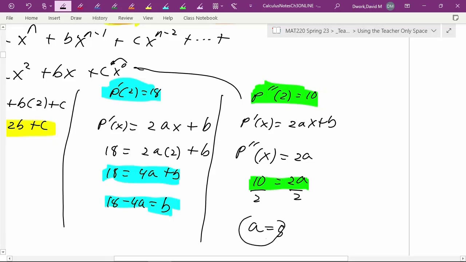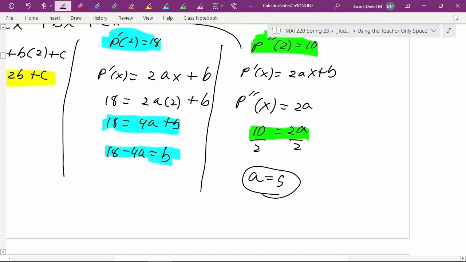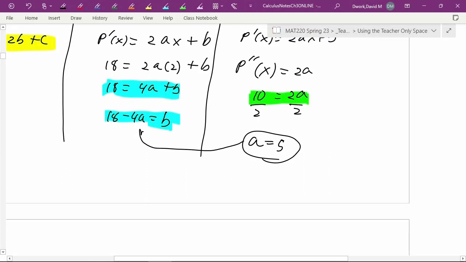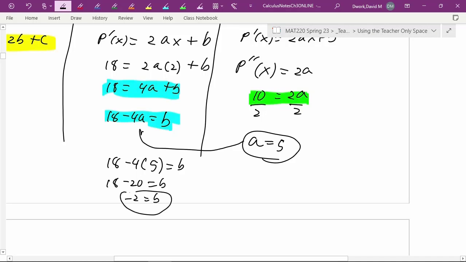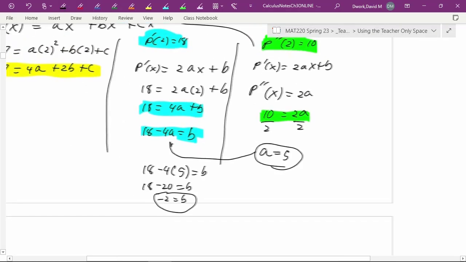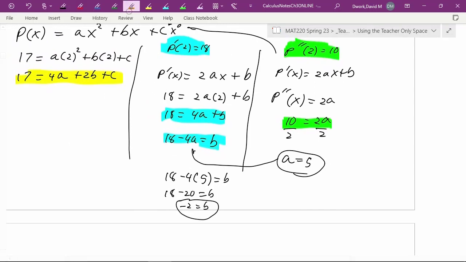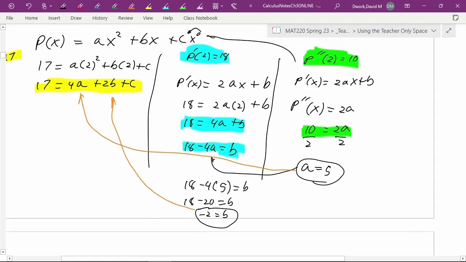Fantastic. Okay, so I got my first value, my polynomial's leading coefficient, a, was 5. And I can take that and sub it in here, which is going to be 18 minus 4 times 5 is equal to b. And so 4 times 5 is 20. So therefore, 18 minus 20 is negative 2. So now I know b is negative 2. And now it's much simpler just because it happened to work out this way. This system turned out not to be so bad. I can now take my a, sub it in there, take my b, sub it in there.